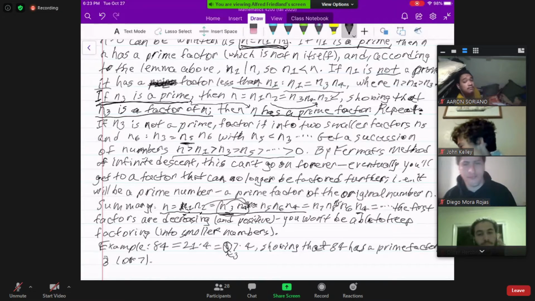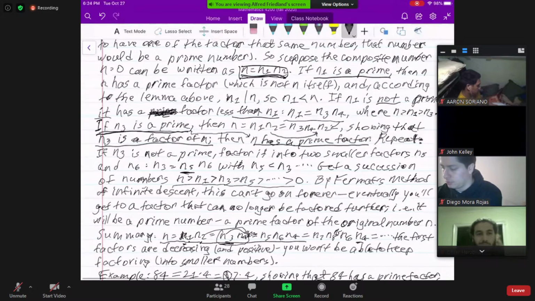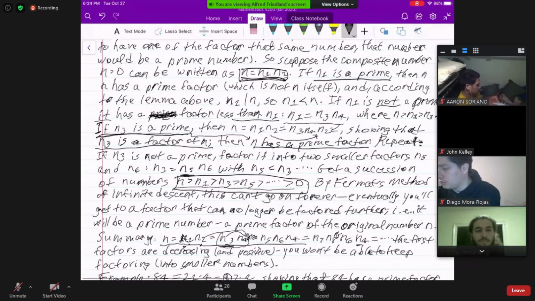And each time you factor it into smaller numbers, you get smaller numbers, but they're all positive. Because we're just working with positive numbers here. As we did in the lemma, if you have a positive number and one of the factors is positive, the other has to be positive. So you just get a succession of smaller and smaller positive numbers.